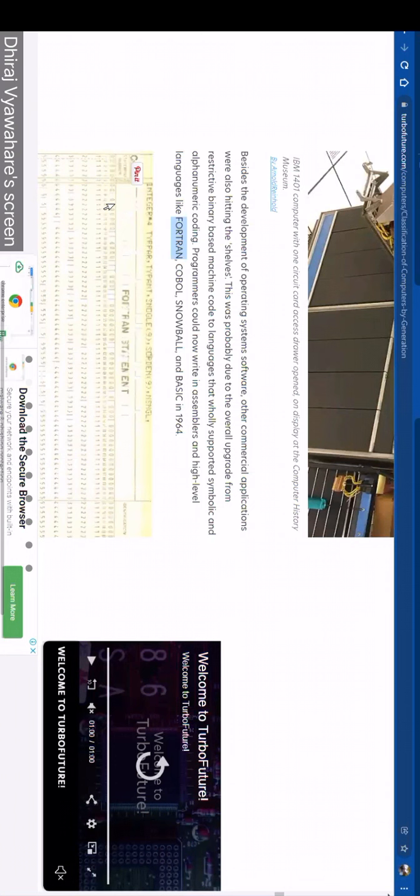Fortran, COBOL, SNOBOL and BASIC. Beginners, all purpose, symbolic, instruction code. That is the long form of BASIC. What is the long form of COBOL? Commercial business oriented programming language. Formula translation. That is the Fortran. Pascal was there. Then came the characteristics of second generation.